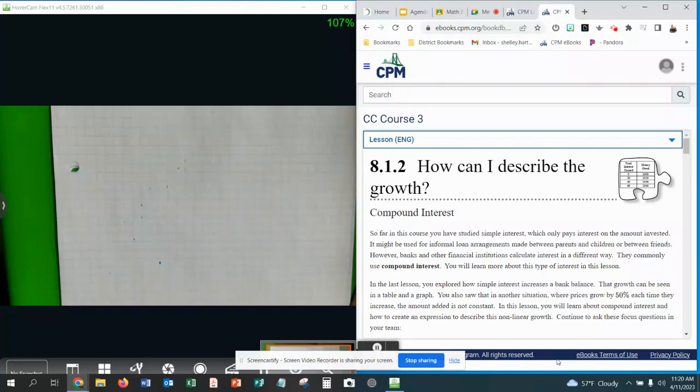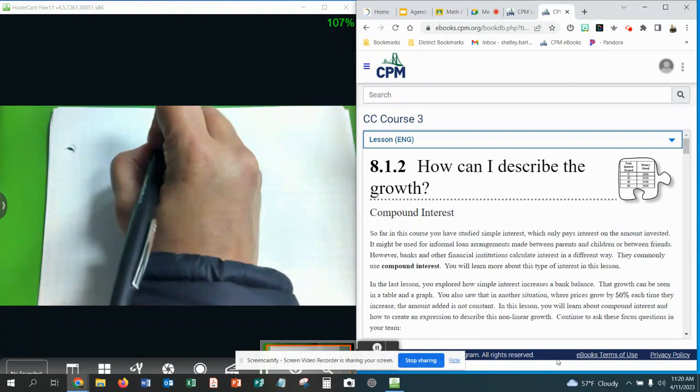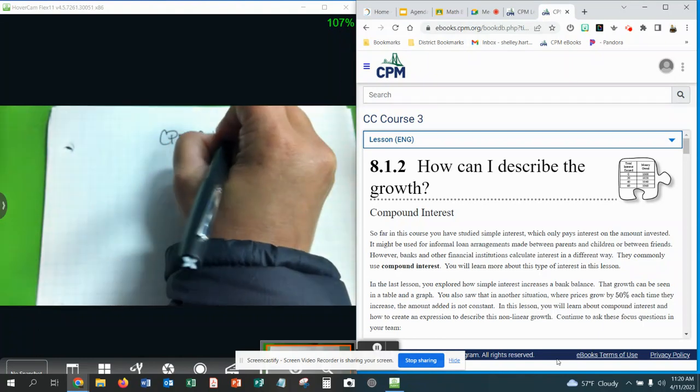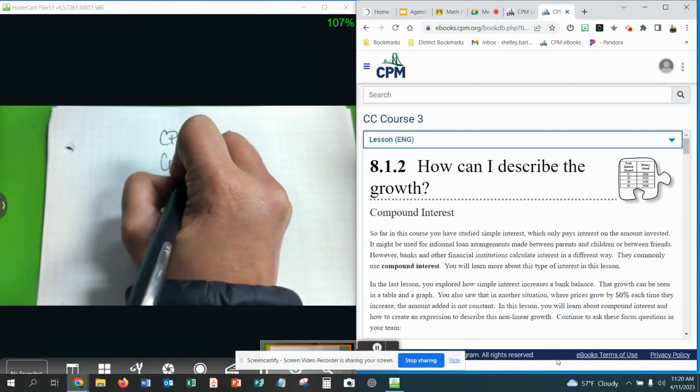All right, so we are going over 8.1.2. So today's focus is CPM 8.1.2, compound interest.